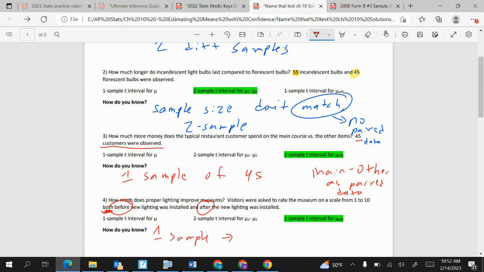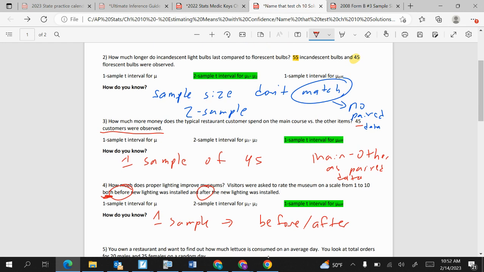Okay, and like I said, that big thing is that before and after. Specifically because they did it twice. They did both of them. Now if they said like, oh, we asked a group before and rated it, and then we asked another group after how they felt about it, then that would be a two sample. But since those same people were before and after, it becomes a one sample.